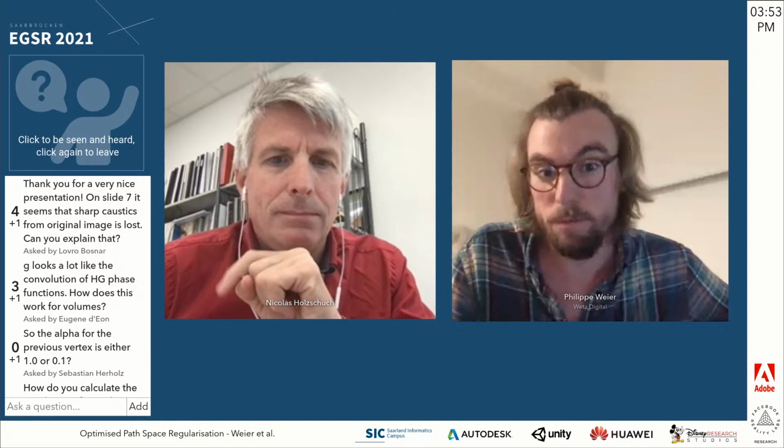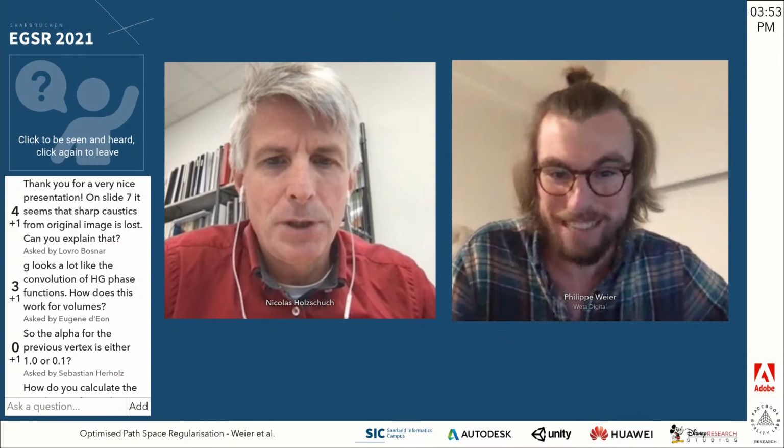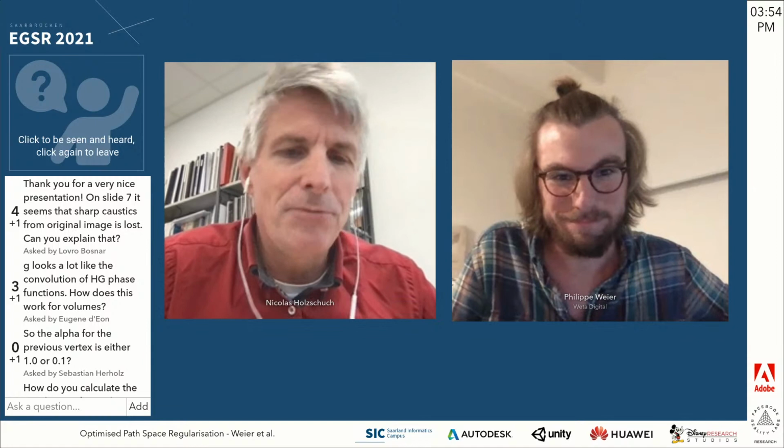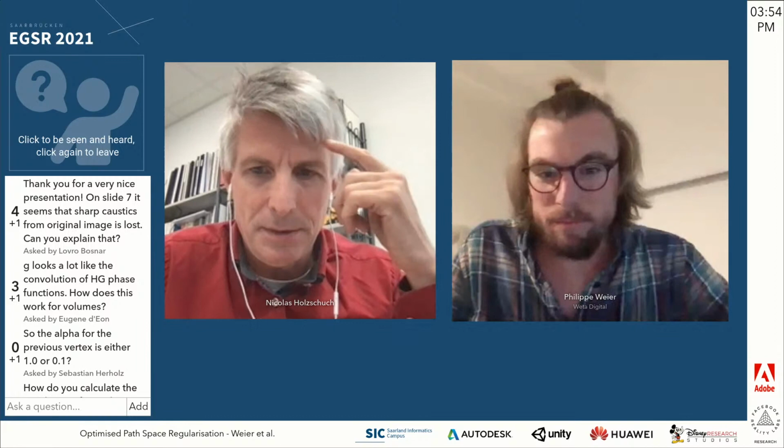Okay. I think we are approaching the end of the question session. There's one follow-up question by Sebastian Herholz, and I encourage you to go discuss it with him after the session. And there's a fundamental question by Eugene d'Eon: G looks a lot like the convolution of any Henyey-Greenstein phase functions. How does this work for volumes? I was wondering the same actually.